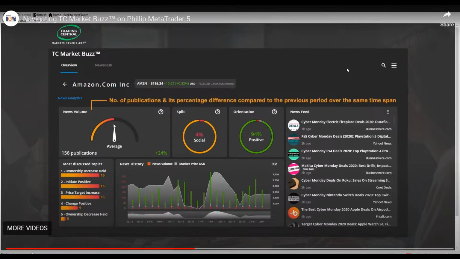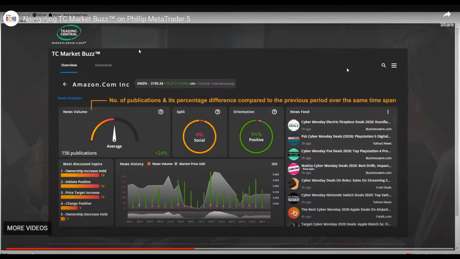So they have this gauge here to tell you if it's really buzzing. Right now, what we see here is the average news volume in the past 24 hours for Amazon. In this screenshot, it is average. So if in a certain time, let's say for the past one day, something happened, like a lot of news about it, you will see this meter actually going more to the right, where it shows you that it is buzzing. It is more buzzing than average.